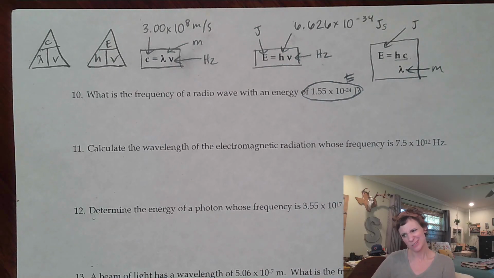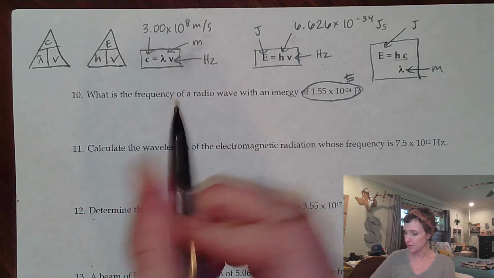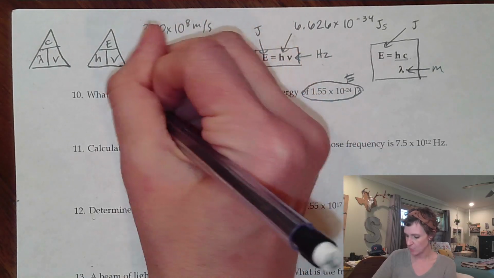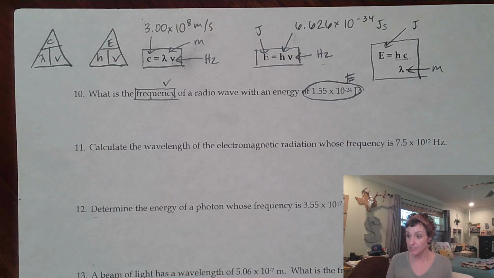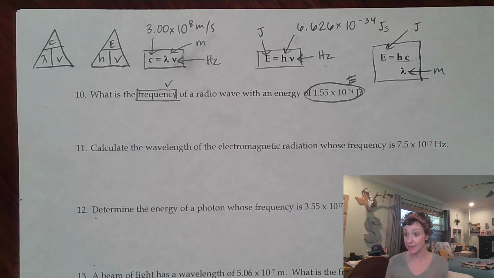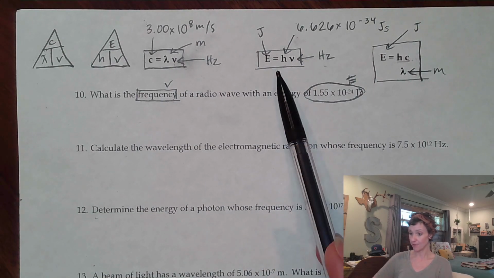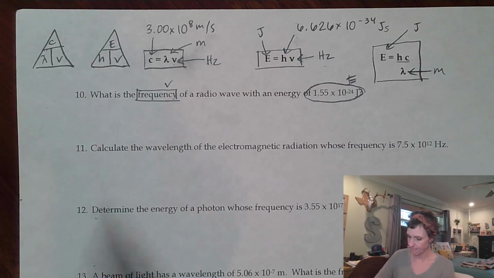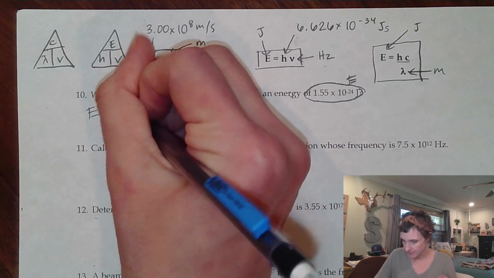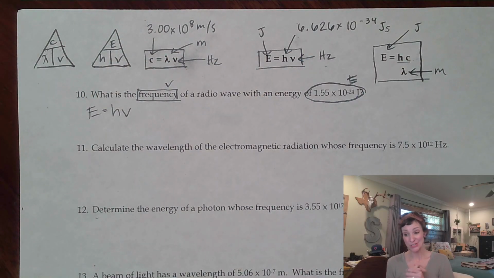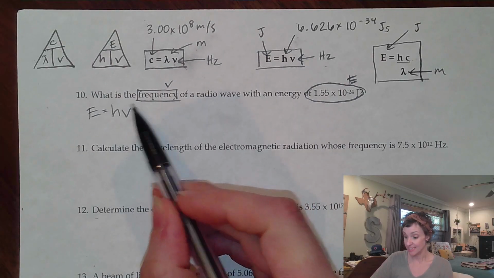And now I'm going to ask, well, what is it that they're trying to solve for? What is the frequency? What is the symbol for frequency? It is a V. Okay, so I'm going to need to pick the equation that has E and V in it. It is that one right there. We love that. Okay, so I write that equation down because that is my foundation, my home base. But I'm asking you to solve for the frequency, this value right here.